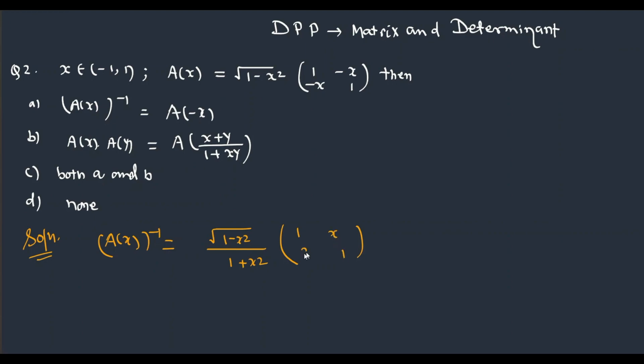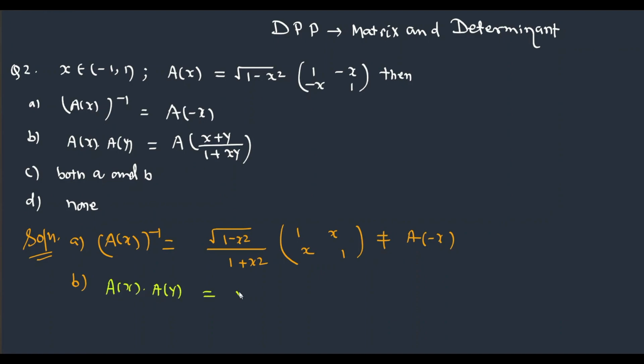Now this matrix is not the same as A of minus x, it is not equal to A of minus x. So the first option is not correct. If we check, option A is not correct. Coming to option B, in that case we should multiply A(x) with A(y).